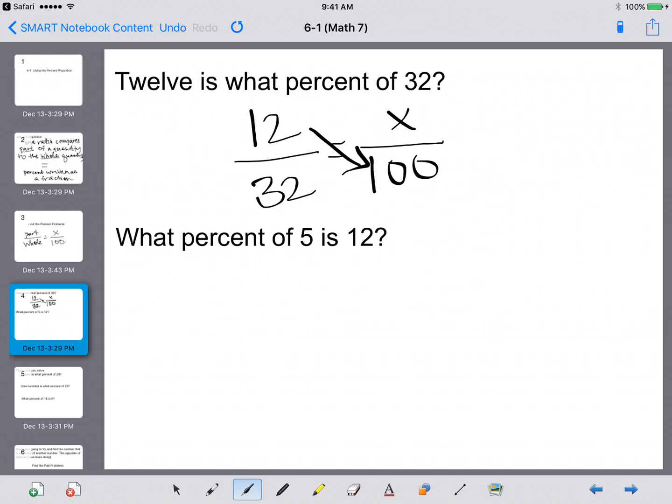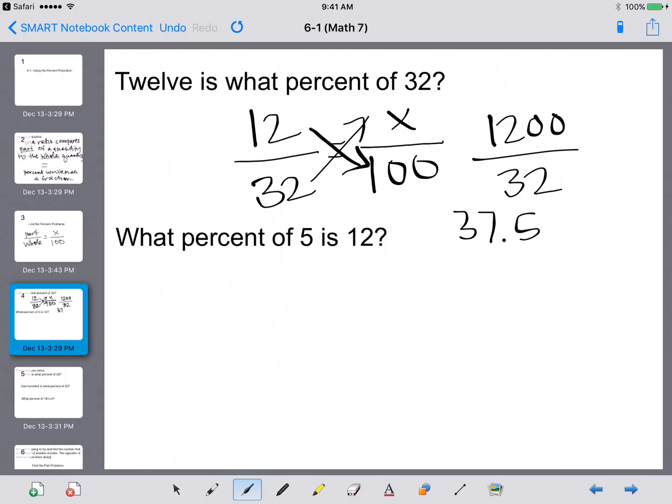Now we can cross multiply and divide. 12 times 100 is 1200 divided by 32 gives us 37.5. So our answer is 37.5. And these should be pretty quick for you to solve once you get them set up how they need to be.